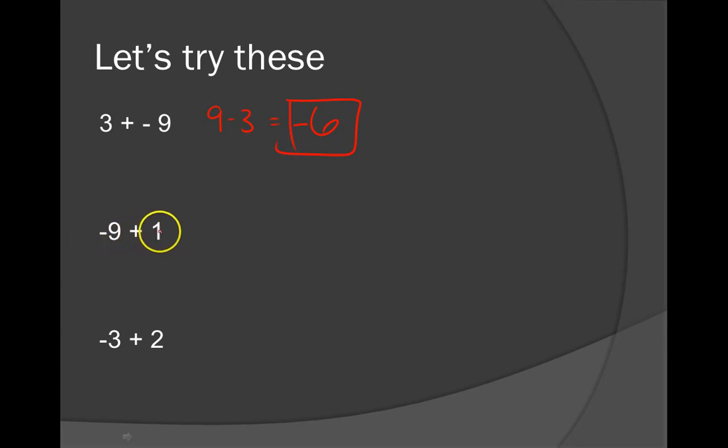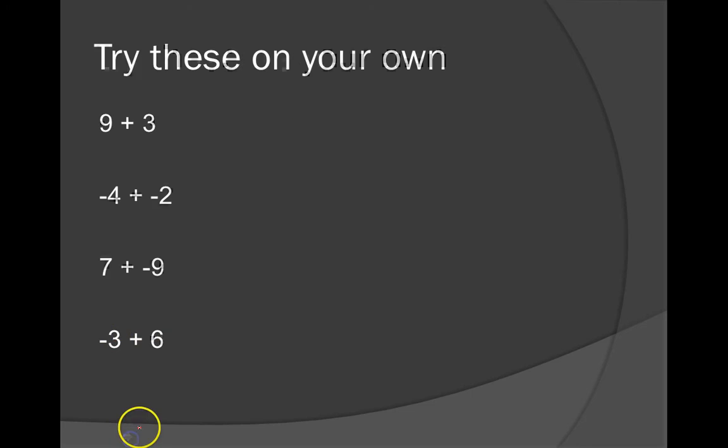Negative 9 plus 1. My signs are different, so we go 9 minus 1. That's equal to 8. Negative 9 is farther away from 0 than 1, so my answer is negative, because negative 9 is negative. Negative 3 plus 2. My signs are different, so I subtract. And that gives me 1, and the negative is farther away from 0 than the positive 2, so my answer is negative 1.